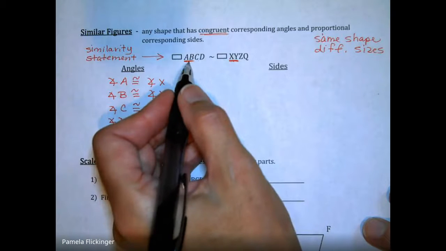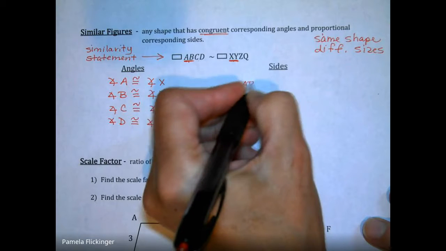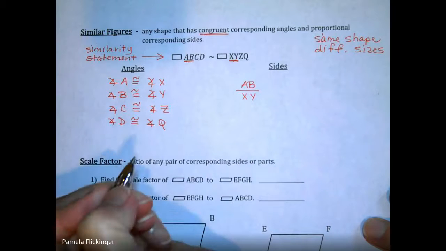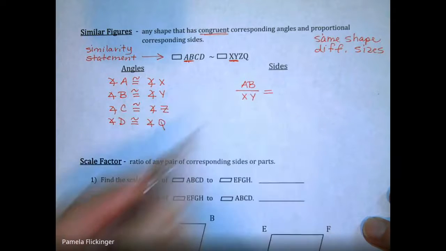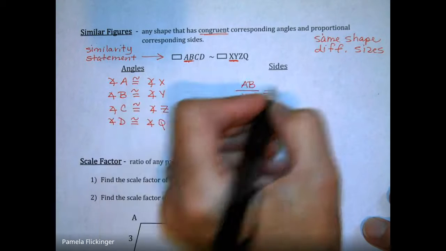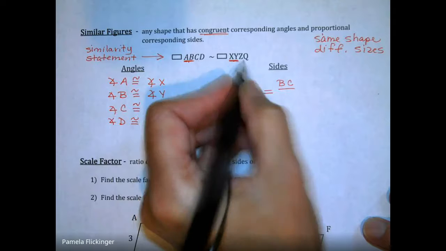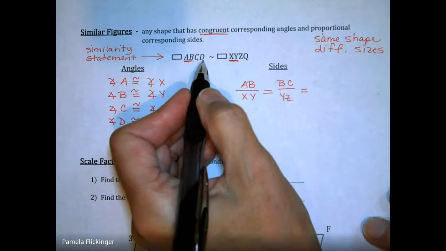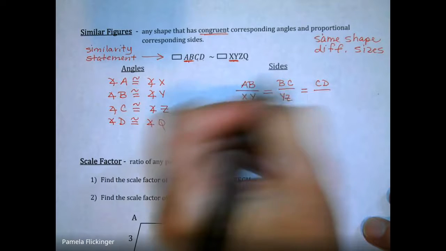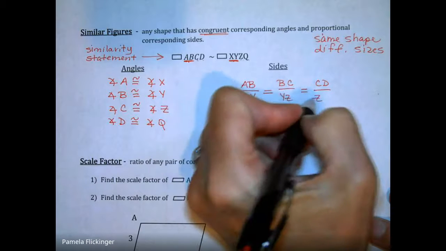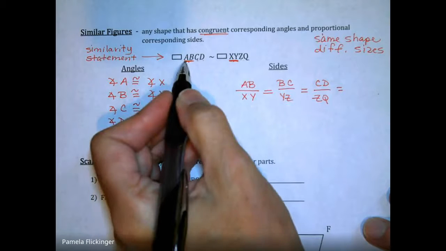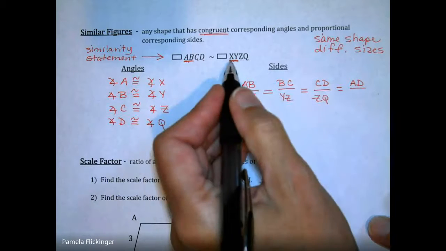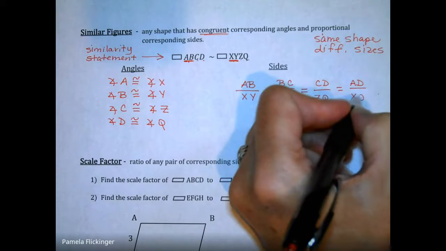So let's start with the first. I know side AB is proportional, so it's going to make a ratio with side XY. And whatever that ratio is, it's going to equal whatever side BC is over YZ. And it will equal the same ratio as side CD over ZQ. And then if we go back and grab the first and the last, side AD is going to make a ratio with XQ.